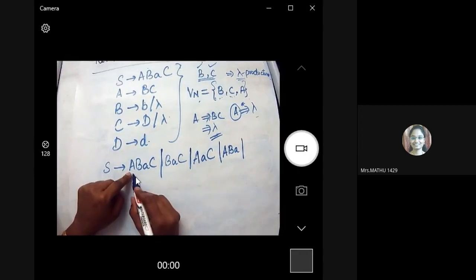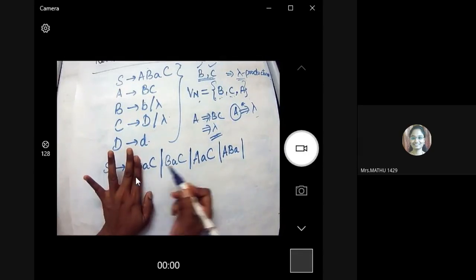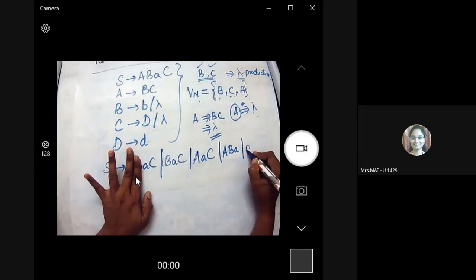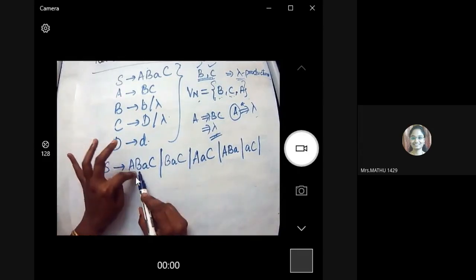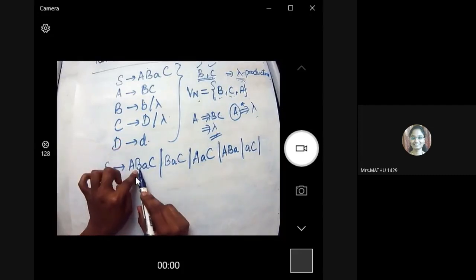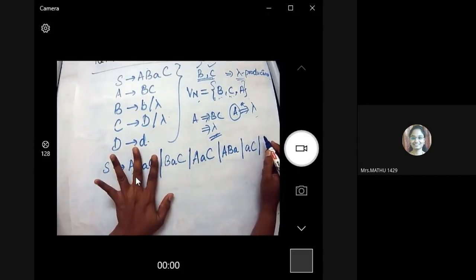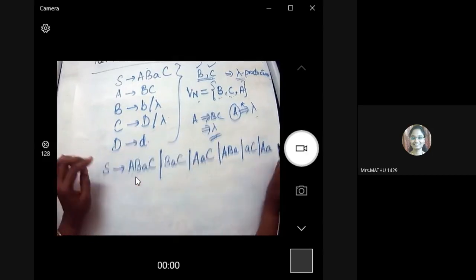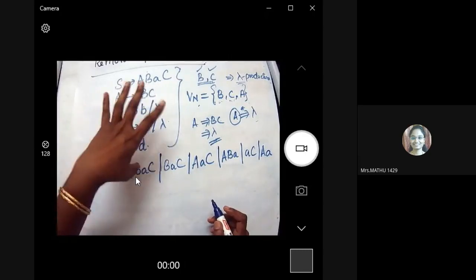Now let me apply lambda to both A and B, two variables combined. If I apply lambda to both A and B, I will get AC. Next, let me apply it to B and C. Both B and C are nullable variables. After applying lambda to B and C, I will get capital A and small a. B will be lambda, C will be lambda, so the remaining is Aa.